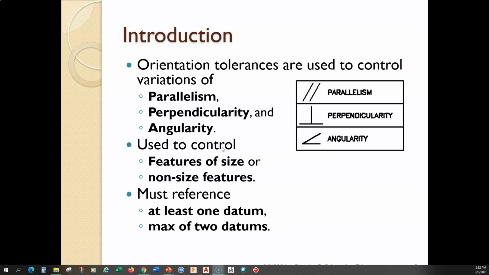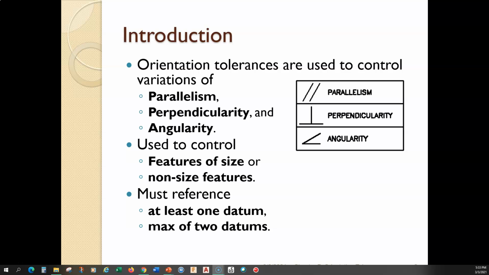All right. So first of all, orientation tolerances. There are three flavors of orientation tolerances. There is parallelism, perpendicularity, and angularity. Okay? They are used to control features of size or non-size features. So we can control cylinders and slots, or we can just control planar surfaces or non-size features. We must have at least one datum reference and a maximum of 2 datums in the feature control frame. Okay, so these are important concepts.